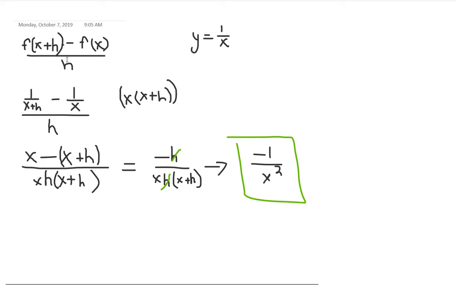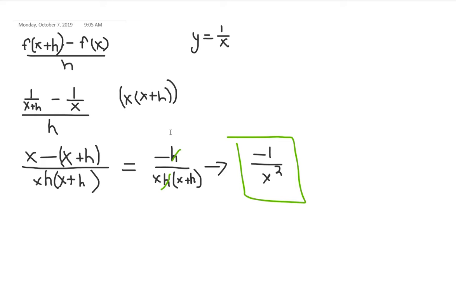And you should have gotten negative 1 over x squared. And the way to do this is, you have your function y equals 1 over x. You plug in 1 over x plus h here, minus 1 over x, all over h. Well, I don't like having this double fraction, so I want to get rid of it. So I'm going to multiply by the least common denominator, which is x times x plus h. So multiply the top and the bottom by that.